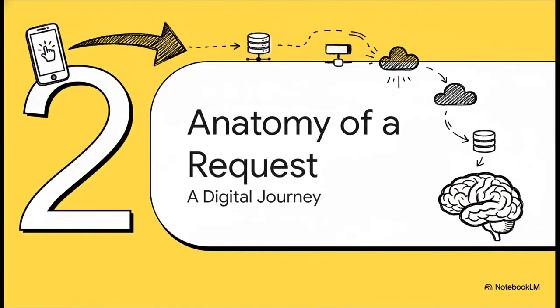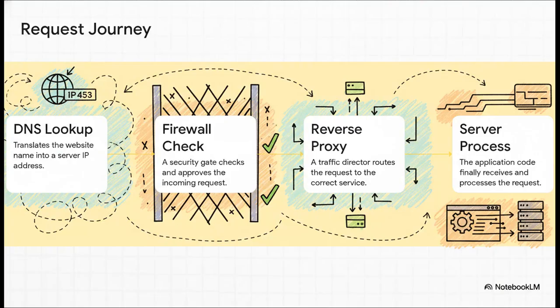Okay, so we know where it's going, to that central brain. But how does it get there? I mean, your simple little click, it doesn't just teleport. No, it goes on this whole journey with a few really important stops along the way. Right, so before your request can even get to the actual application code, it's got to pass through a few checkpoints. First, there's a DNS lookup to find the address. Then it has to get past a firewall for security. Then a reverse proxy points it in the right direction, and only then does it finally reach the server.